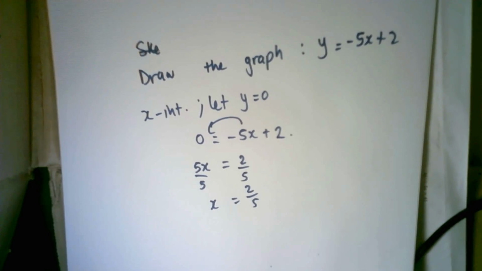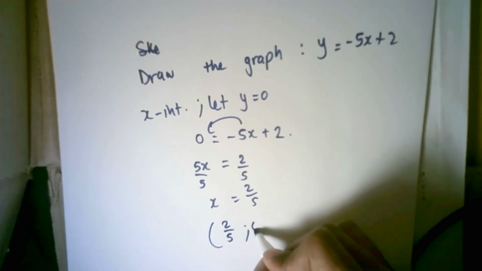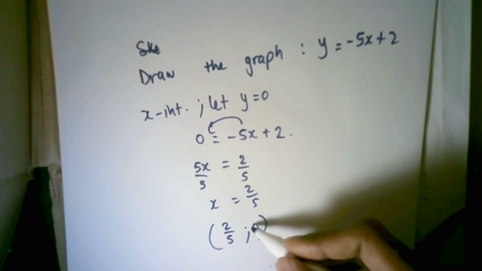Now you might say, how can I plot a fraction? Well, a fraction is basically a number. 2 over 5 is the same as 0.4. So I look for 0.4 on the Cartesian plane and I plot it. So the coordinate here is 2 over 5 and 0. The y value is 0.